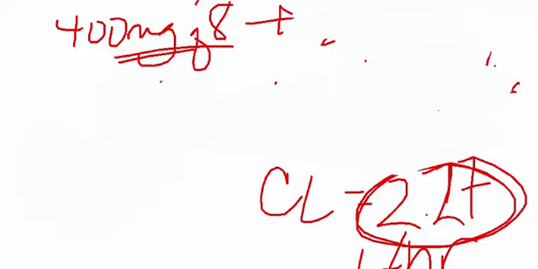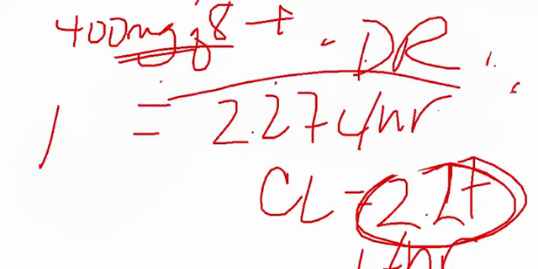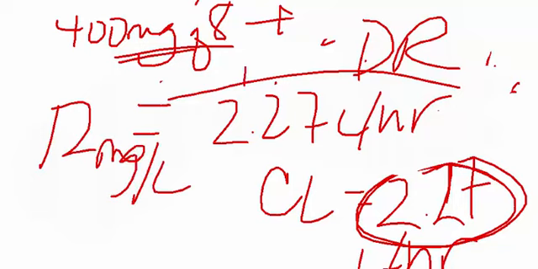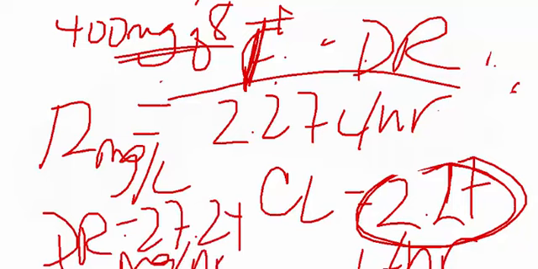We know that the patient's clearance is 2.27 liters per hour. We want to know what dose rate we need to give to get a concentration of 12 milligrams per liter, assuming again that our bioavailability is 1. So 2.27 times 12 gives us a dose rate of 27.24 milligrams per hour, right? Because that's hour, milligrams, liters. So yeah, it's in milligrams per hour.